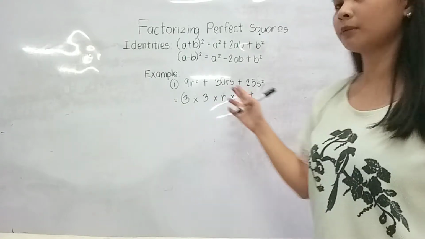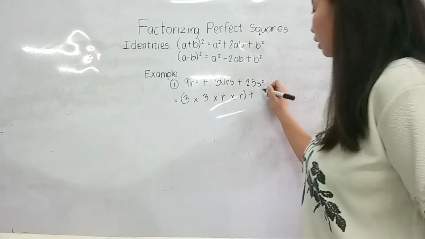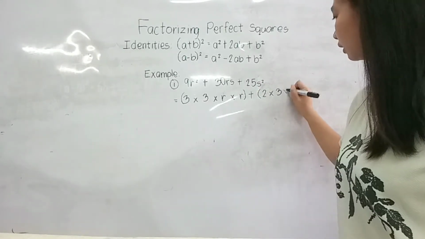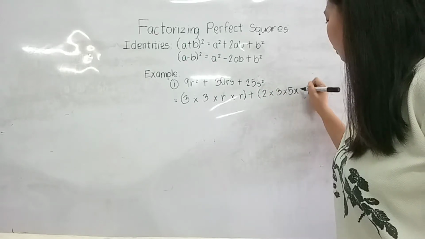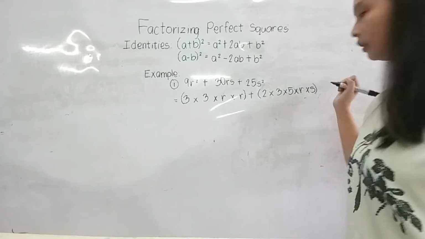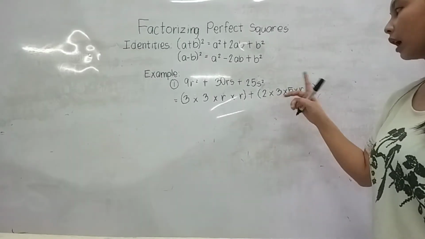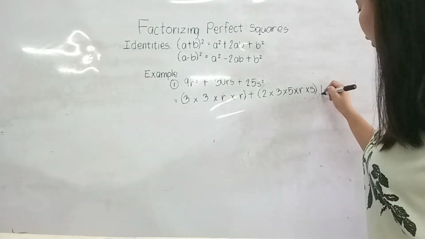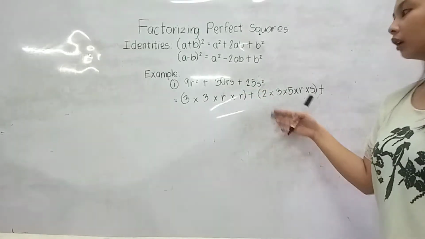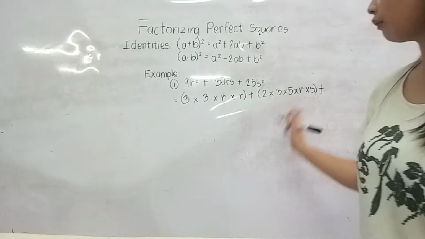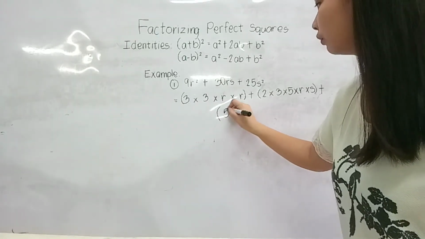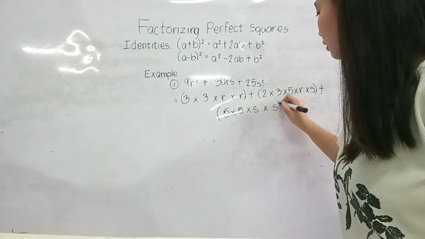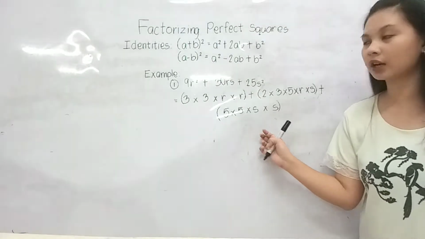Si 30rs naman po, ang kanyang factors, we have 2 times 3 times 5 times r times s. 2 times 3, 6 times 5, 30 po. And then, r times s is rs po. Next, addition sign po ulit, huwag kakalimutan. And then, for our last term, we have 25s squared. Ang factor niya is 5 times 5 times s times s. Ito na yung mga factors ng ating given.